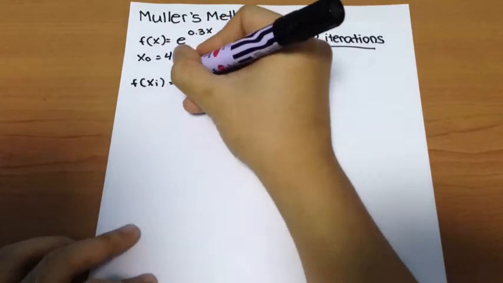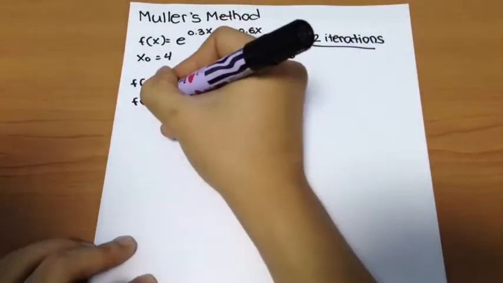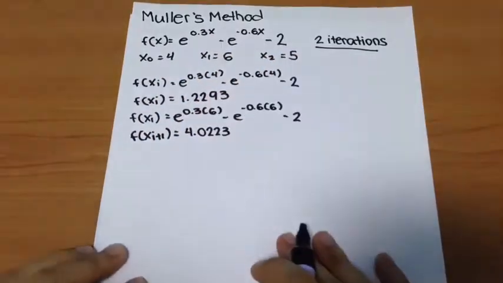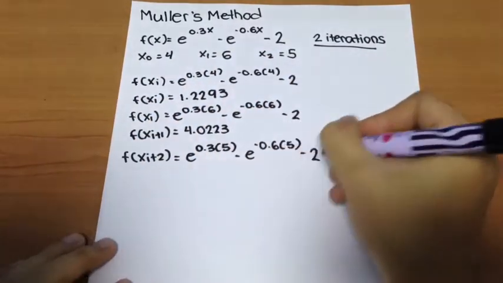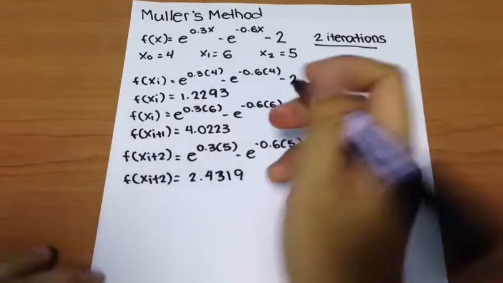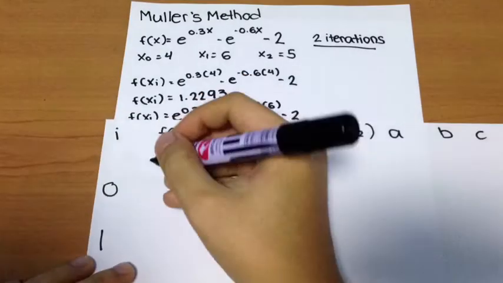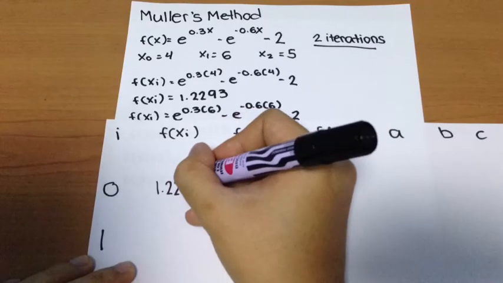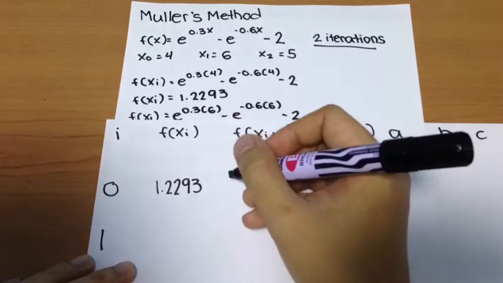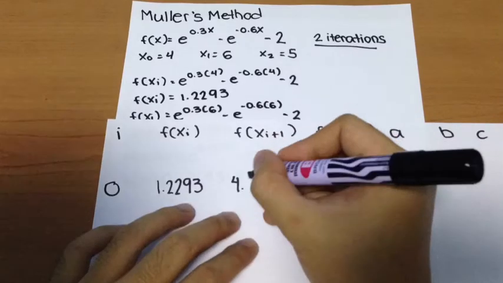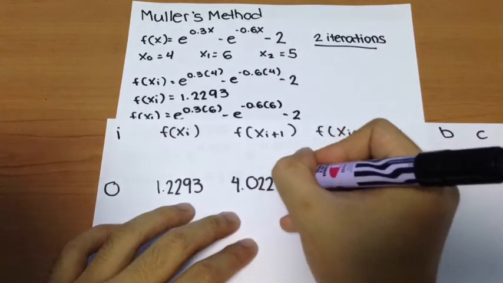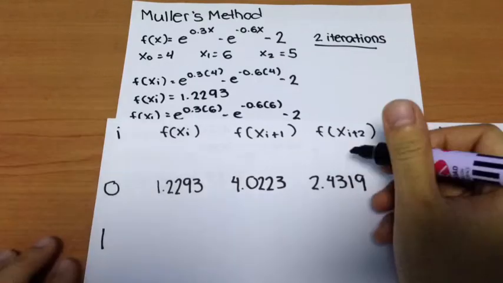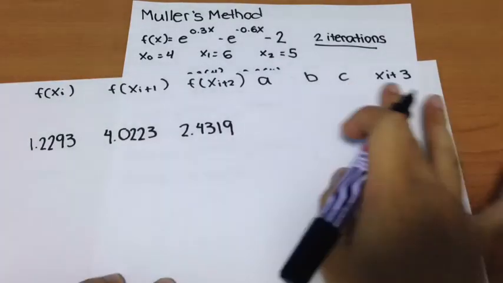The very first thing we want to do is to find the functions of x's given our x0, x1, and x2. So we have, and we write that down on our table. So we have f(xi) equals 1.2293, and our f(xi+1) equals 4.0223, and our f(xi+2) is equal to 2.4319, and we are going to find the values of a, b, and c.